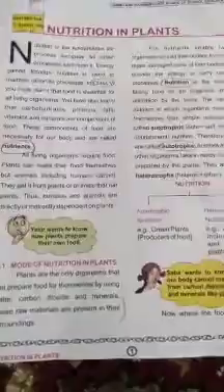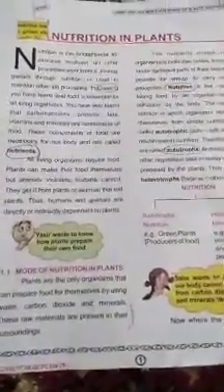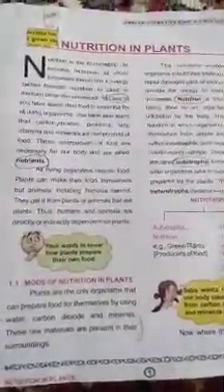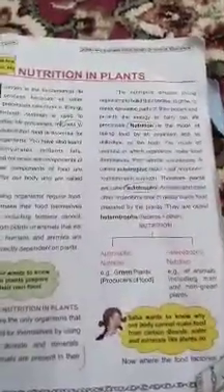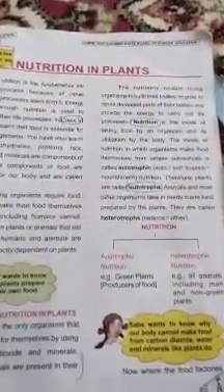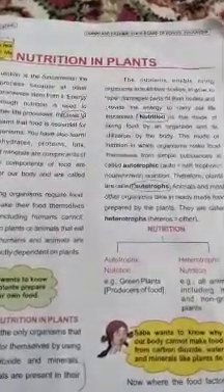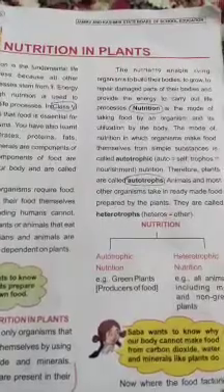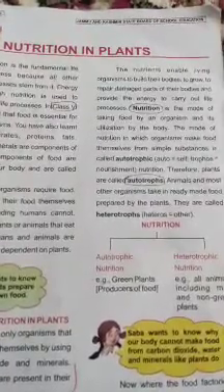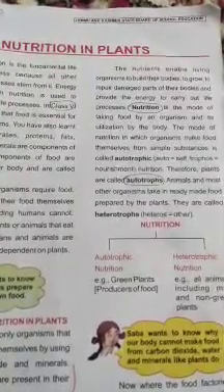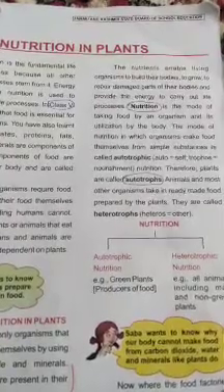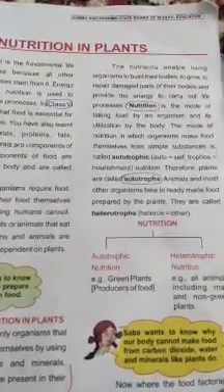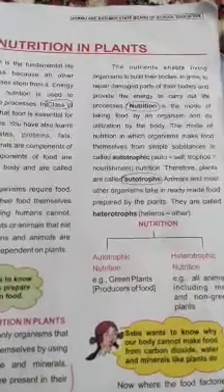Dear students, in addition to this, they need sunlight and chlorophyll as well. Sunlight they get from the ultimate source of energy, that is the sun, and the chlorophyll is present in their leaves, by virtue of which the color of the leaves becomes green.